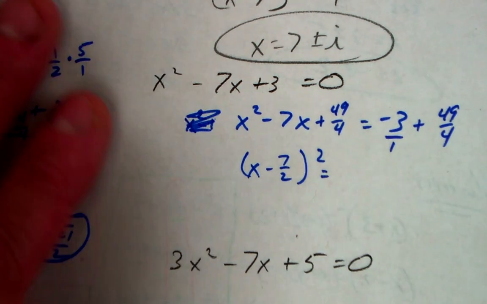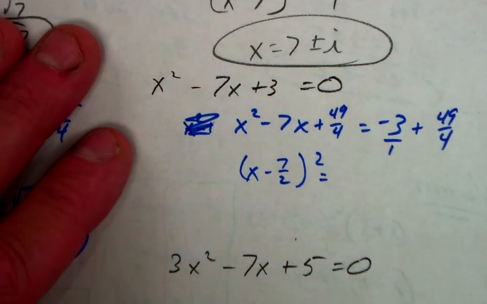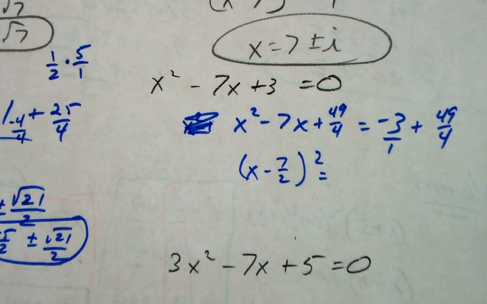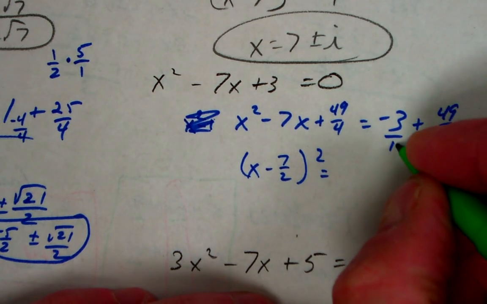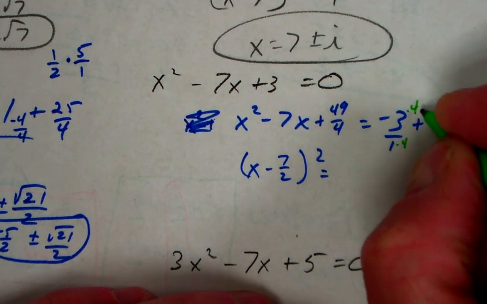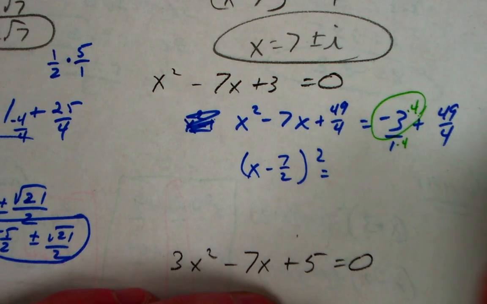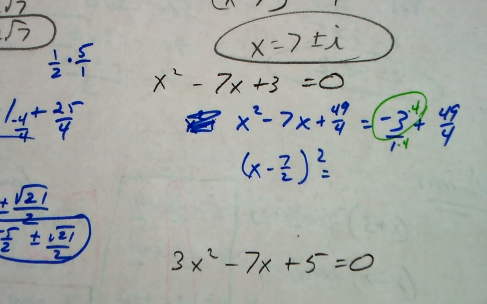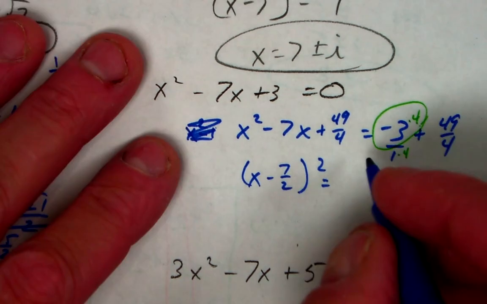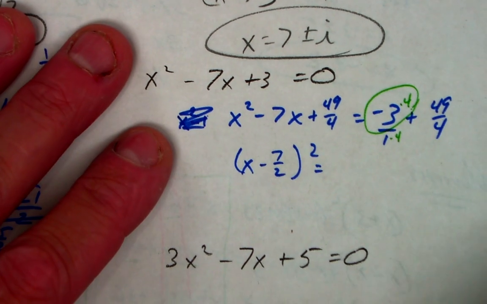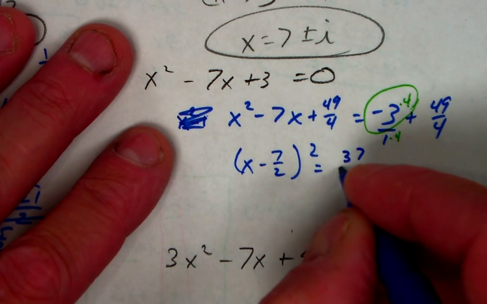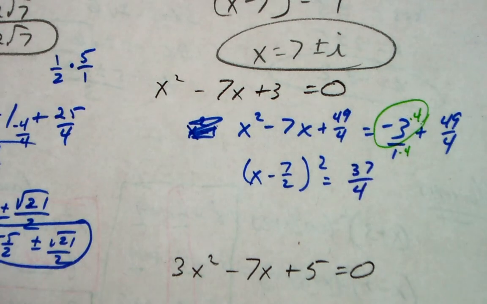Okay, so right now the 3 is over 1. I need it to be over 4. So I'm going to go ahead and multiply it by 4. And I'm going to get -12. And 49 gives me 37 over 4.